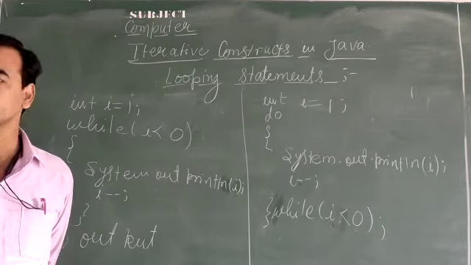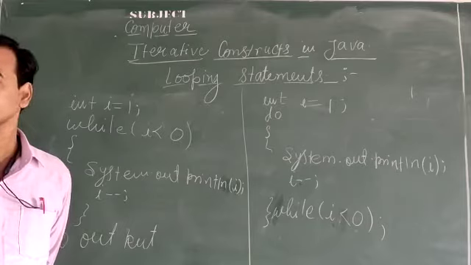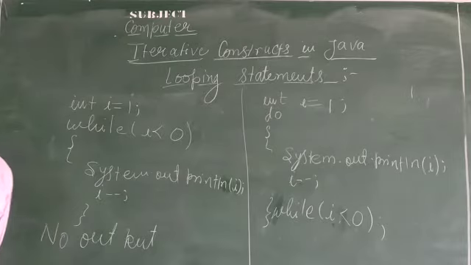One more point you can write. The while loop is also known as the entry controlled loop, and do while loop is also known as the exit controlled loop. Got it?